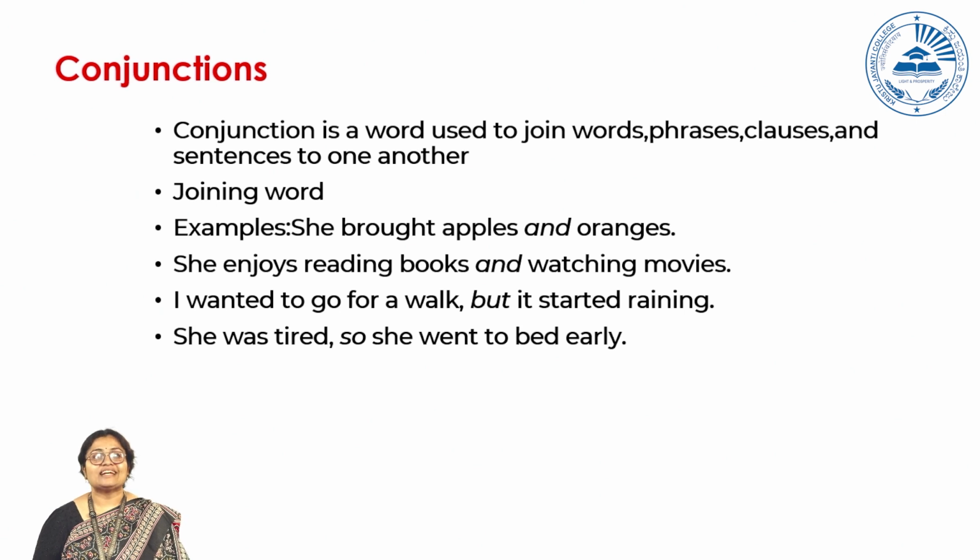Now if you look at the third example, I wanted to go for a walk but it started raining. Here in this example, the conjunction but is used to join two independent clauses. I wanted to go for a walk and it started raining. Now, if you look at the last example, she was tired, so she went to bed early. Here again, a conjunction so is used to join two independent sentences. She was tired and she went to bed early. So I hope you got an idea regarding what conjunction is.